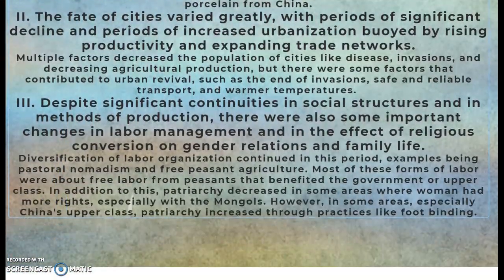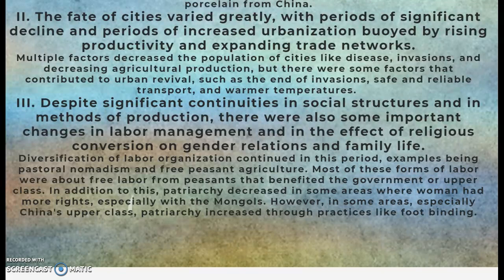The second Roman numeral is about cities. There were a lot of things that affected the growth and decrease in population of cities. Things like invasions and disease would severely impact the population, because either people would die and cities would get smaller, or they would be invaded and taken over.